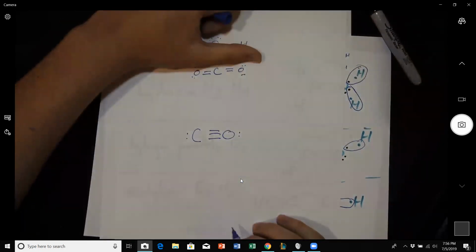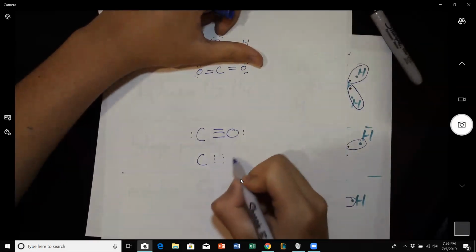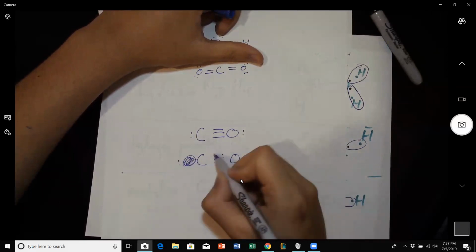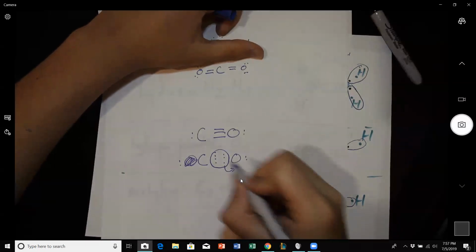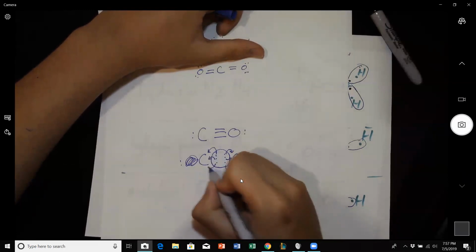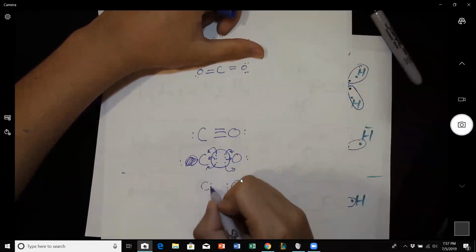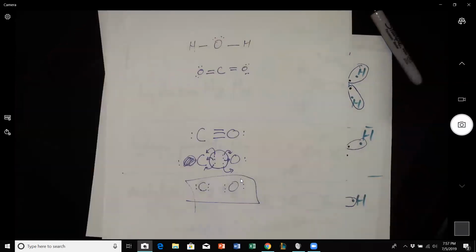Like this, right? So first, just to make things easier, we can draw it like this. We have the triple bond here. Now we split these electrons evenly. So now we're left with this. Okay, so now we have this. Can someone tell me what the formal charges are now? What's the formal charge on carbon and oxygen?